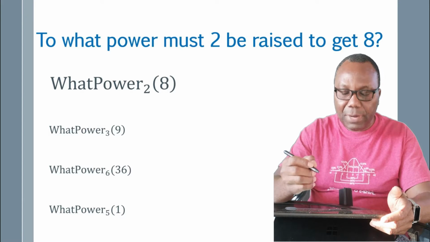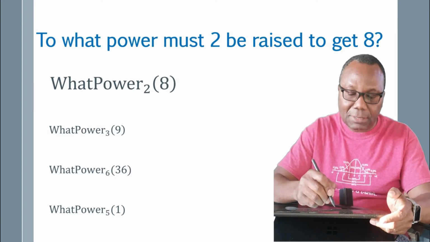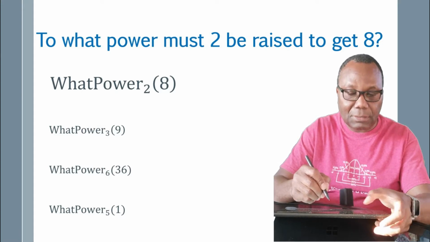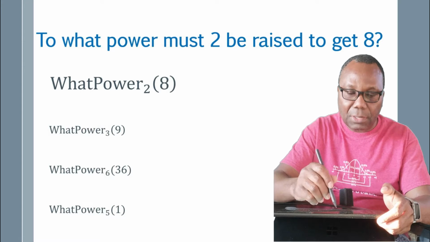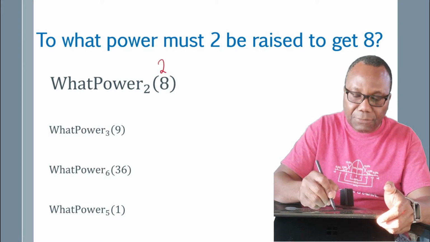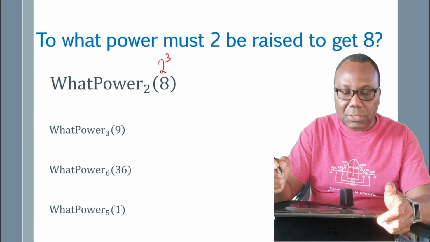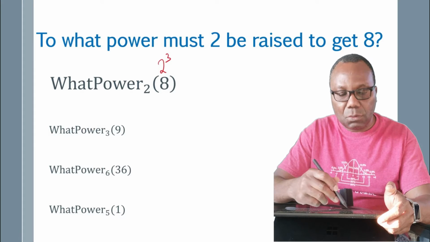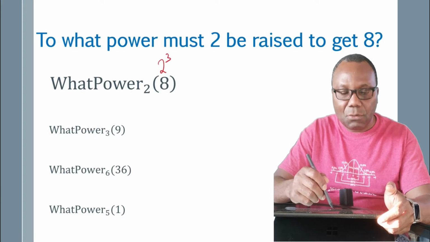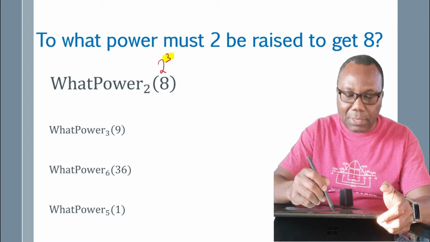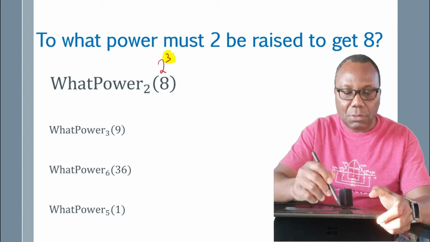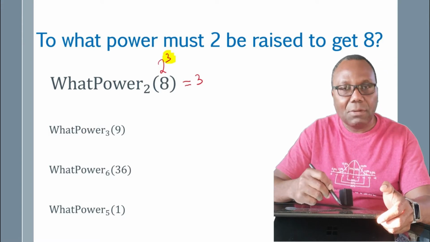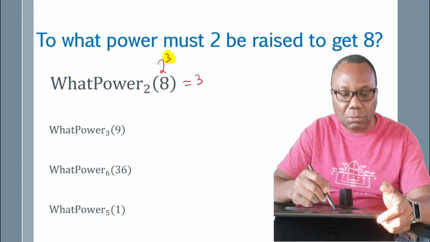Well, we can make it simpler if we try to write 8 as 2 to the power of something. Let's try to write 8 as 2 to the power of 3, for example. Rewriting that number allows us to answer the question: to what power must 2 be raised to get 8? Well, we can see obviously that the power is 3. So we can always answer that question by rewriting the number that's given to us.